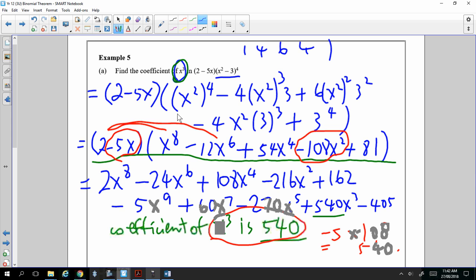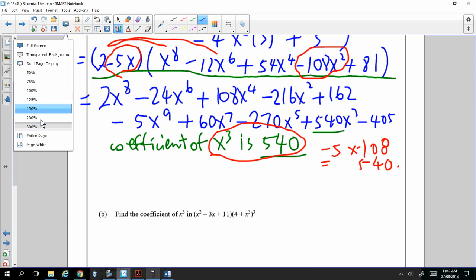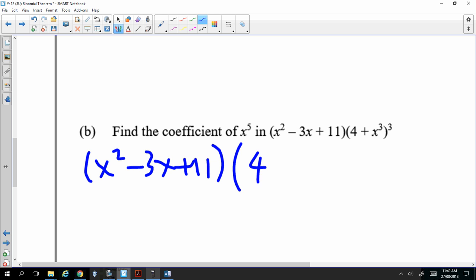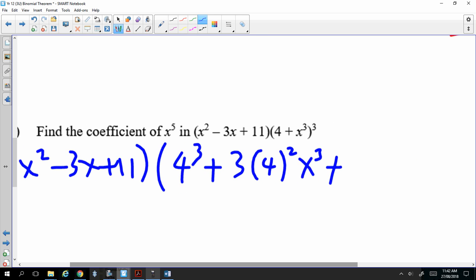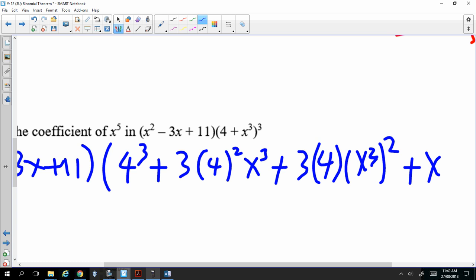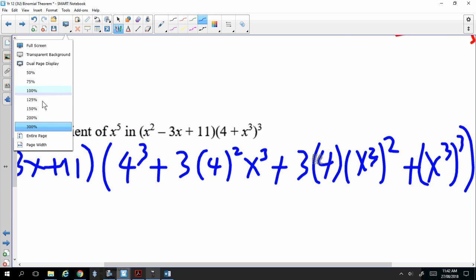Let's try that. Find the coefficient of x power 5. So you get x squared minus 3x plus 11. So you go 4 cubed plus 3 times 4 squared times x cubed plus 3 times 4 times x cubed squared, plus x cubed cubed. Okay, let's simplify this a little bit. So you get 4 cubed is 64, plus 16 times 3 is 48 x cubed, plus 12 x power of 6 plus x power 9.